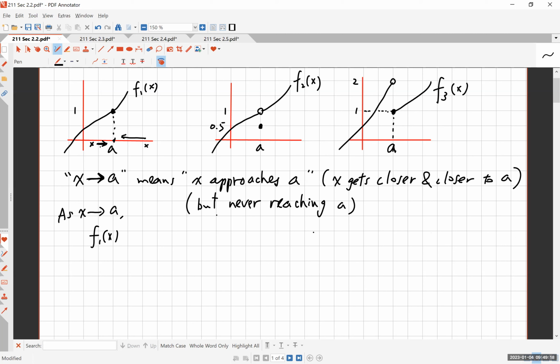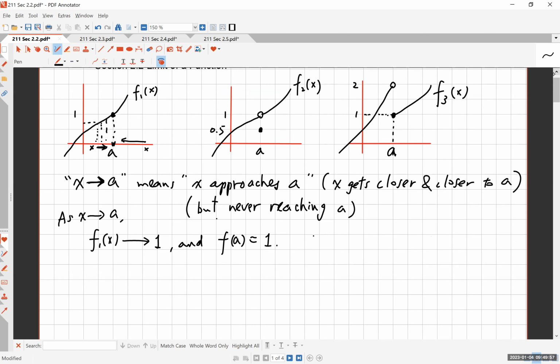And so as x approaches a, which is a fixed point on the x-axis, what happens to the value of the function, f of x? Well, it's first like 0.7 and then 0.8, 0.9. It looks like it's approaching 1. So as x approaches a, f1 of x seems to approach 1. And we know that f of a is precisely 1. I know we said we don't care when x is exactly a, but I am adding this last part for purposes which will become clear later.